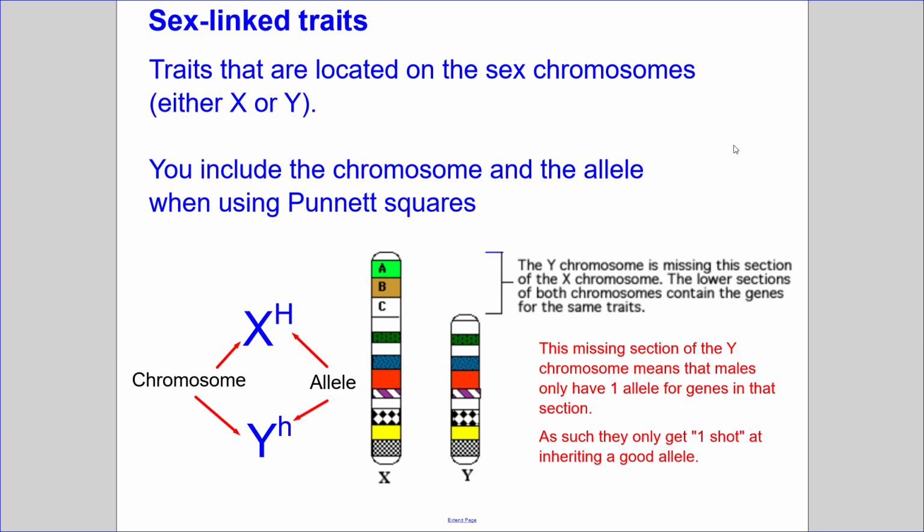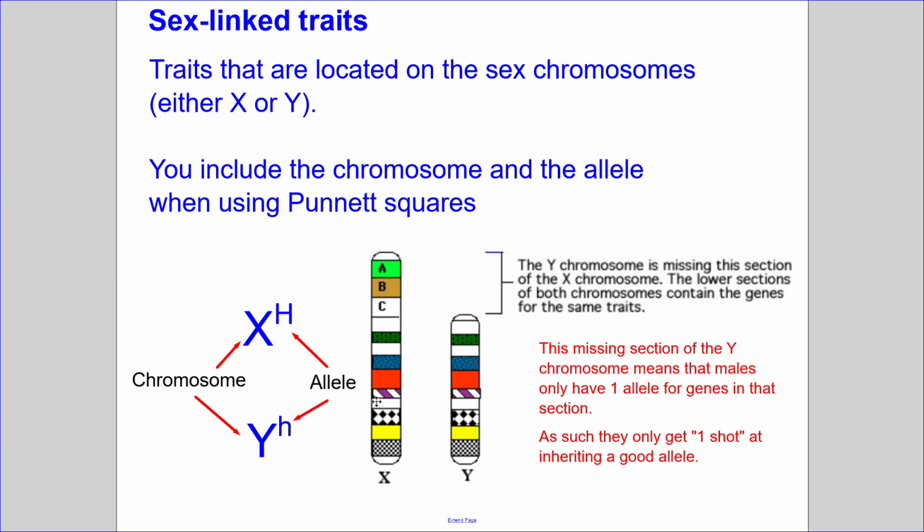Sex-linked traits isn't really an inheritance pattern, it's more about alleles. We've kind of gone over this before. It's more about alleles that exist on a chromosome that also determines your gender. So here we have a bunch of stripes. Each one of these stripes represents a different gene, and it could be anything.